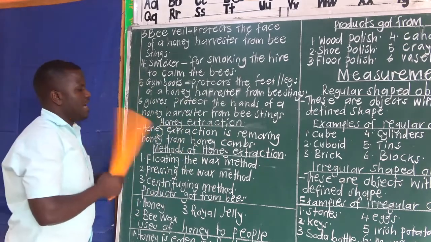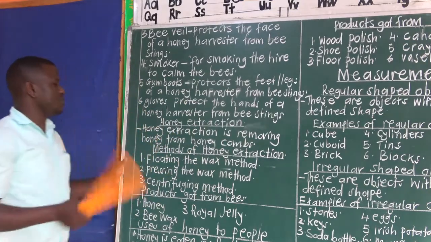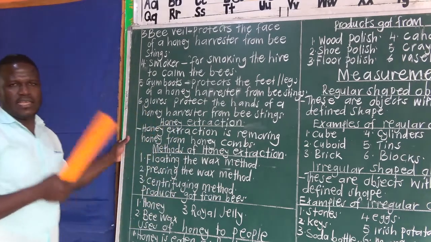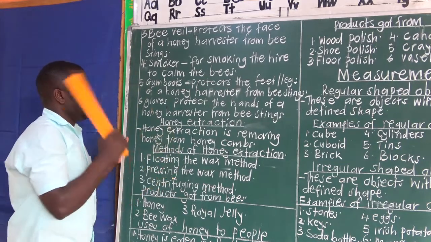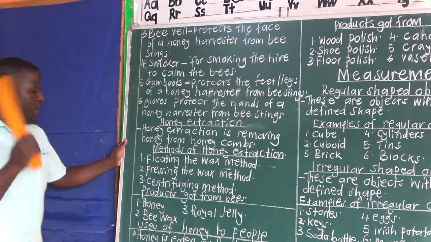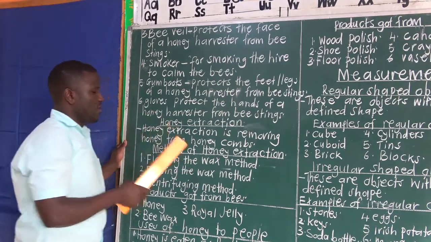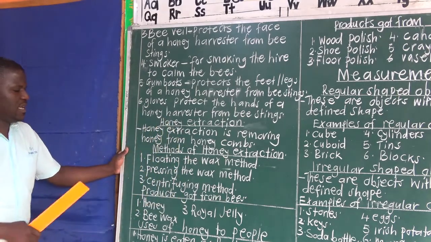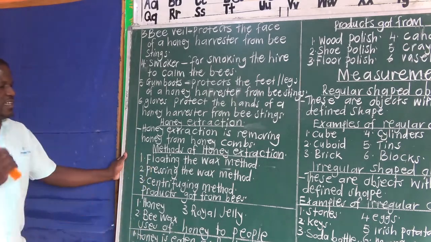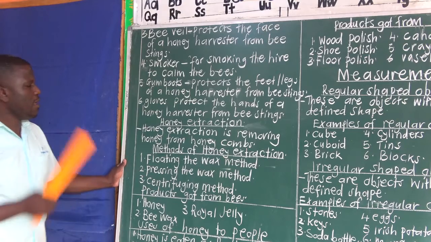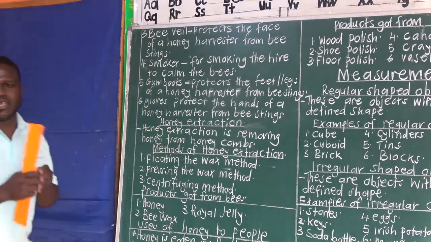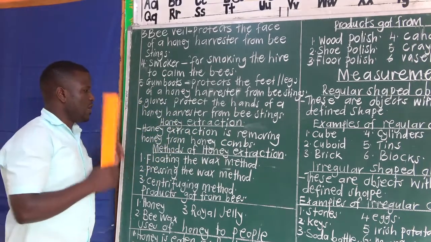Then we have honey extraction. Honey extraction is the removing of honey from the honeycombs. Methods of honey extraction. We have 3 methods of honey extraction: floating the wax method, pressing the wax method, and centrifuging method. I repeat, we have 3 methods of extracting honey. Remember, we said honey extraction is removing honey from honeycombs or separating honey from honeycombs. That's what you call honey extraction.